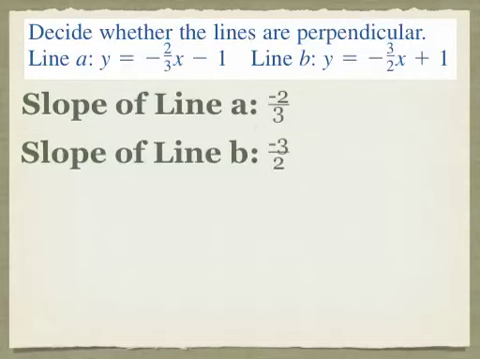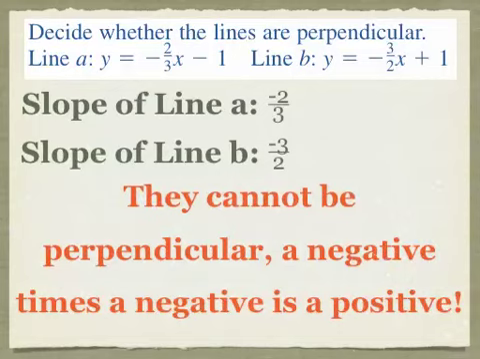Notice that both of these slopes are negative. They have been flipped. We have found the reciprocal of each slope. However, since they are both negative, they cannot be perpendicular because a negative times a negative is a positive. When you multiply -2/3 times -3/2, you will never get -1 because a negative times a negative is always a positive.